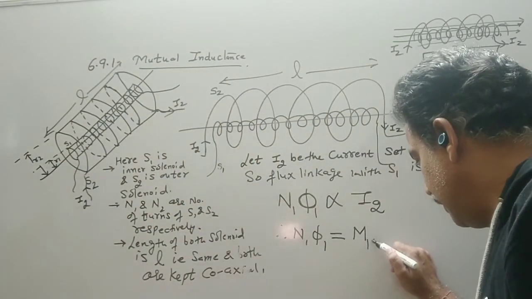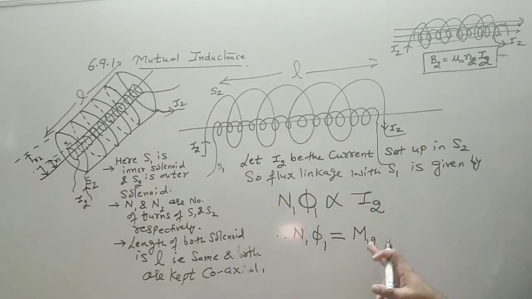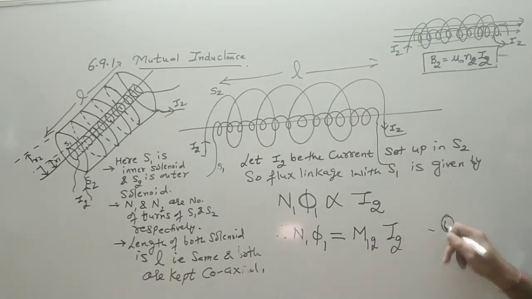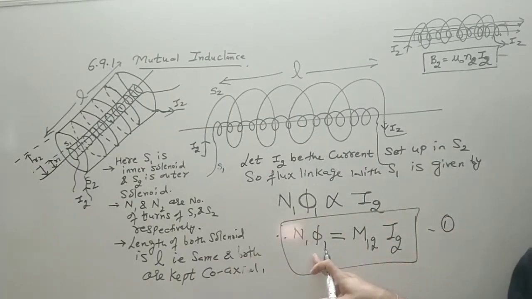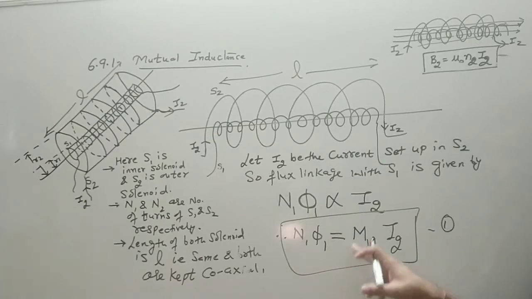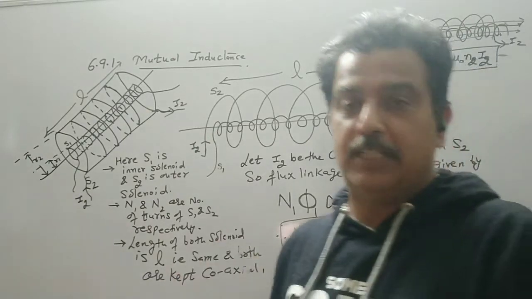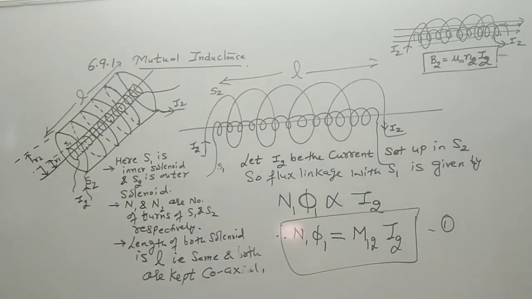Now this will be named as M12, mutual inductance of one due to two, or with respect to two. Mutual inductance of one. In which is induction going to happen? In S1. S2 is a source. So induction in one, so M12 I2. This is one equation. Clearly, if flux changes, the derivative of the flux with respect to time is EMF. So EMF will be equal to minus M12 di2 by dt, that we will see. So here M12 is a constant of proportionality and it is called mutual inductance of S1 with respect to S2. It is also called coefficient of mutual inductance.